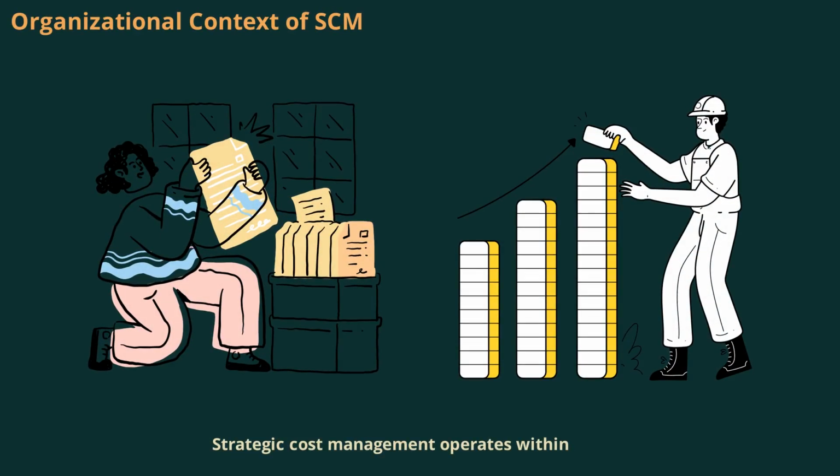Strategic cost management operates within a broader organizational and external context. It uses cost data not just for internal control, but to develop strategies that lead to sustainable competitive advantage. By understanding the firm's cost structure and the industry environment, organizations can craft strategies that outperform competitors.